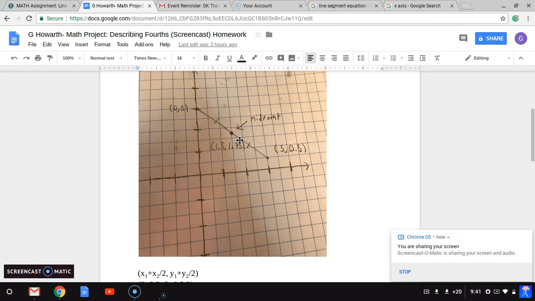Finally, the midpoint is the exact center of the line segment. So 50%, right at the 50% mark of the line segment, while the fourths are at 25%. So it cuts the whole thing into fourths, and this is very important in geometry.